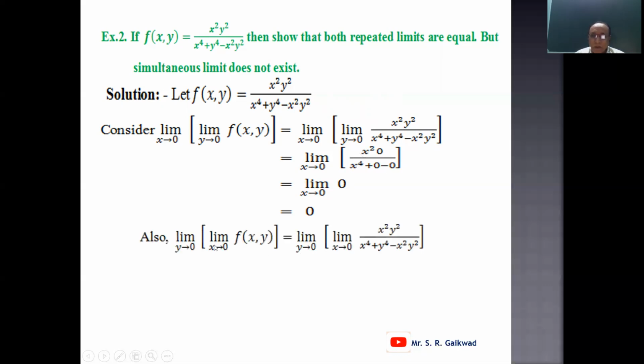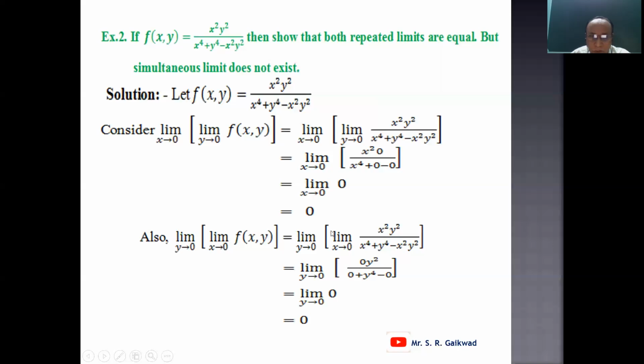Then also limit y tends to 0. Then in bracket limit x tends to 0 of f of x comma y equal to limit y tends to 0. Then in bracket limit x tends to 0 of x square into y square upon x raised to 4 plus y raised to 4 minus x square y square. First you can find as limit x tends to 0. It means you can put here value of x as 0. We get limit y tends to 0 of 0 into y square upon 0 plus y raised to 4 minus 0. If we simplify this total term is 0. It means limit y tends to 0 of 0. It means value of limit is 0.